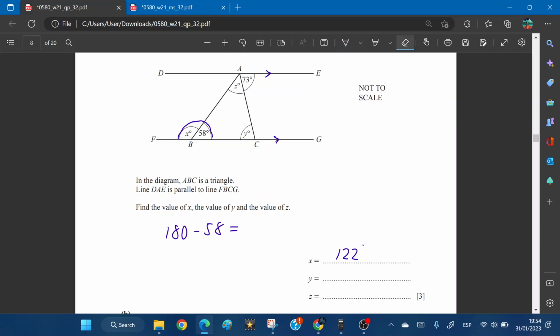Okay, let's write that in. So this is 122. Right, what now? We're stuck. What do we do? Oh, we need to find Y.